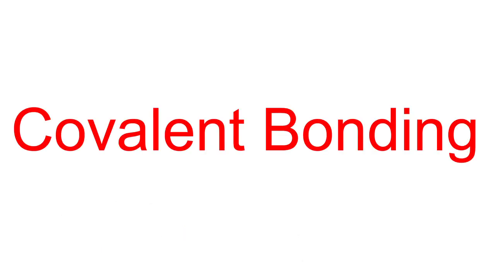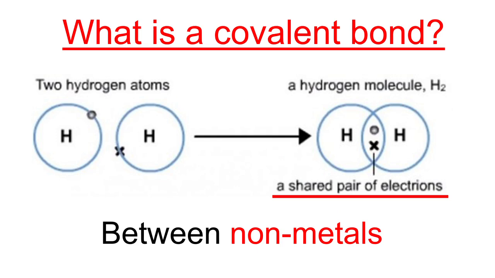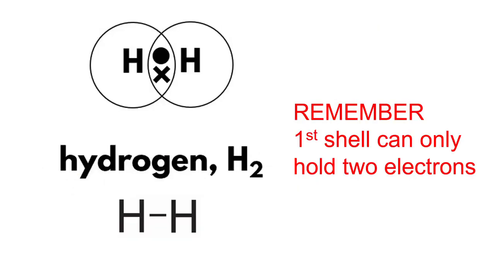Now we're on to covalent bonding. Covalent bonding is the shared part. Atoms will gain, lose, or share electrons to have a full outer shell. So a covalent bond, if you're asked to define it, is a shared pair of electrons and it is between non-metals. Here's hydrogen. Here's chlorine.